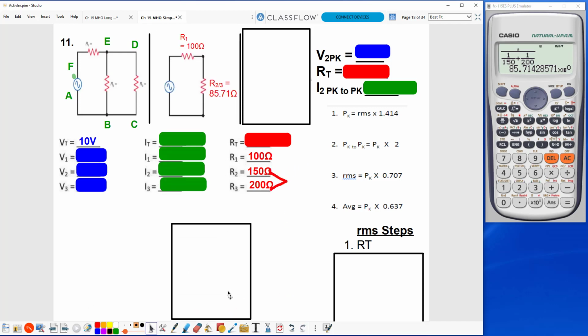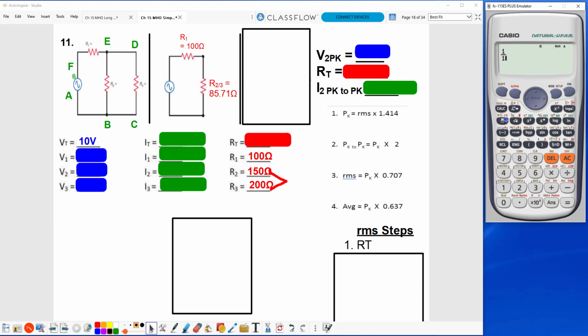To begin with, I'm just going to bring R1 straight over, leave it at 100 ohms, and use the reciprocal formula across R2 and R3. So I have 1 over 150, plus 1 over 200, hit equals, hit engineering, and this gives me 85.71 ohms. That's the equivalent value of R2 and R3.